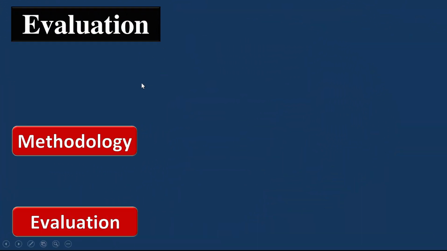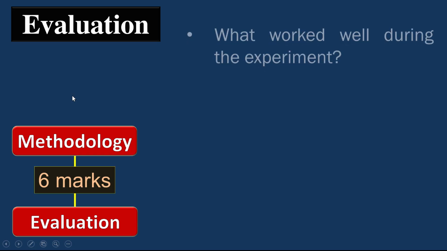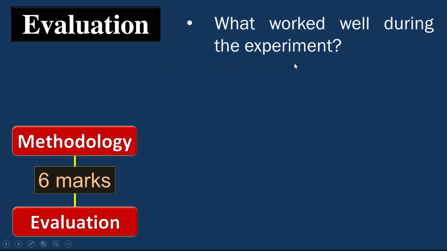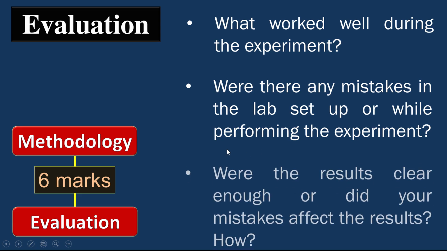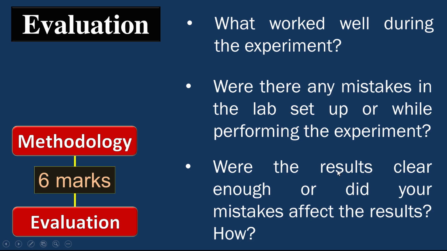Criterion 4, the last criterion in IA, is highly related to your evaluation. You can get 6 marks when your evaluation is highly related to your methodology. So evaluation is going to be highly relevant to your methodology, not your research question. What should I do? What worked well during the experiment? Tell the reader in a very, very clear way. Were there any mistakes in the lab setup or while performing the experiment? Explain them. Were the results clear enough or did your mistakes affect the results?